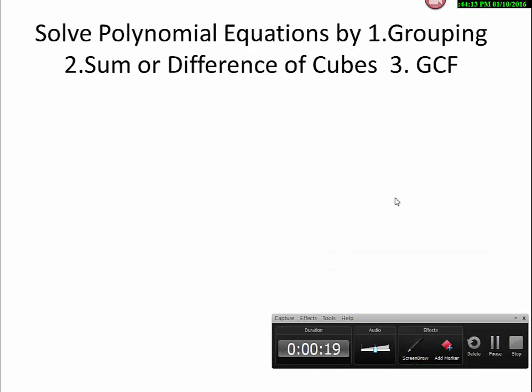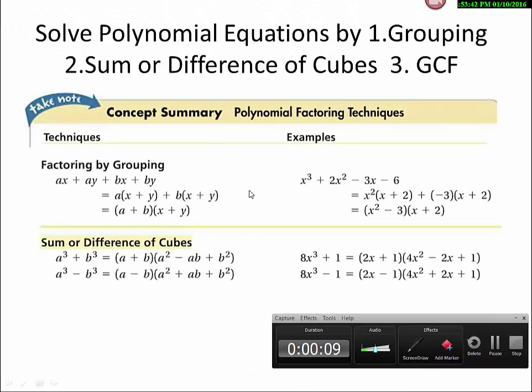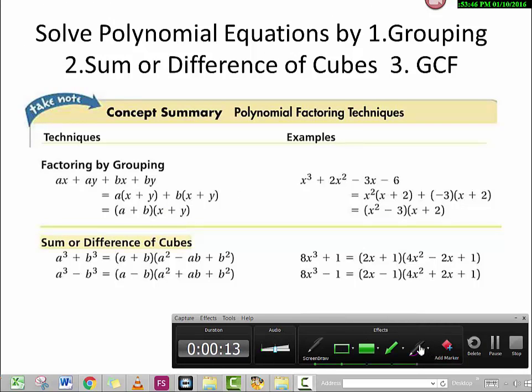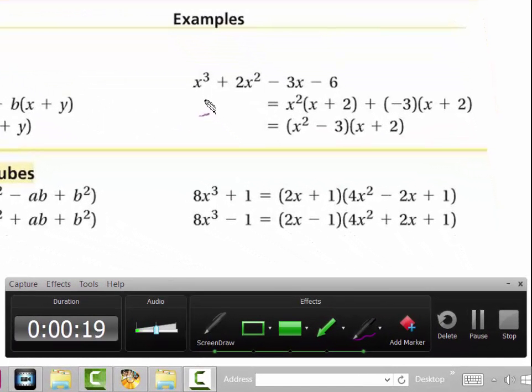Other than factoring, we can use grouping, sum or difference of cubes, or greatest common factor to solve a polynomial equation. Let's take a look at each of these. So first is factoring by grouping. Let me get a pencil first. So how do you do grouping? You have to have a really strong number sense in order to do grouping. So how do you get a good sense of number? You have to practice a lot.